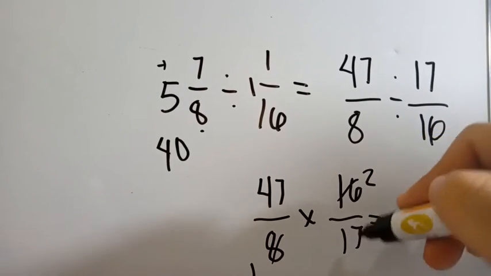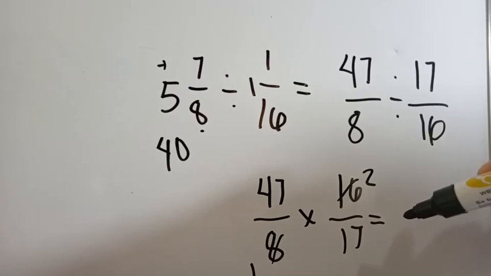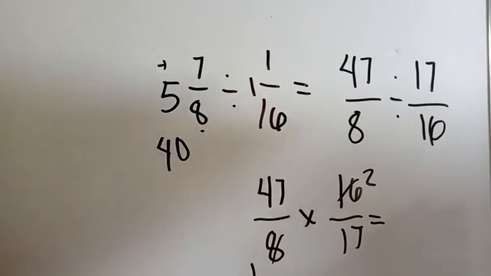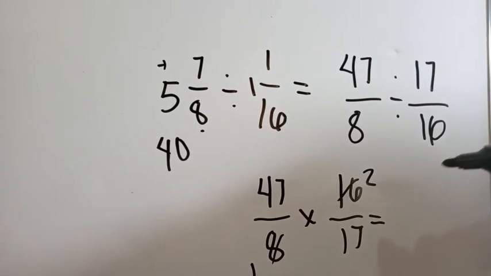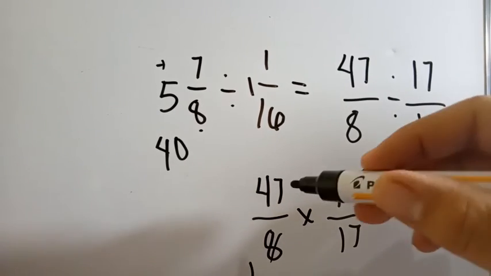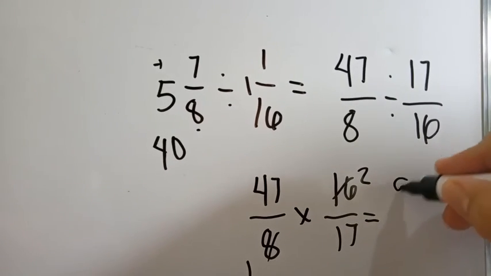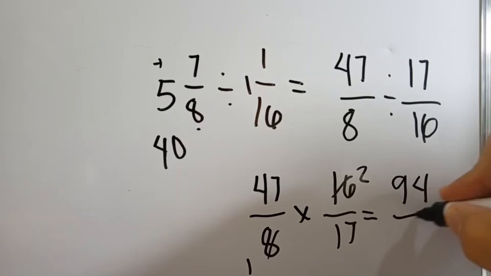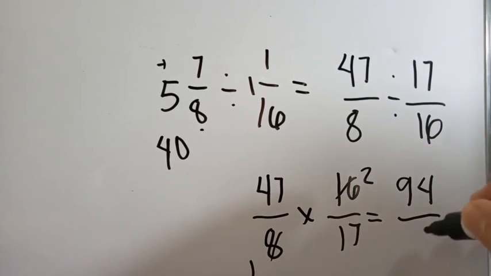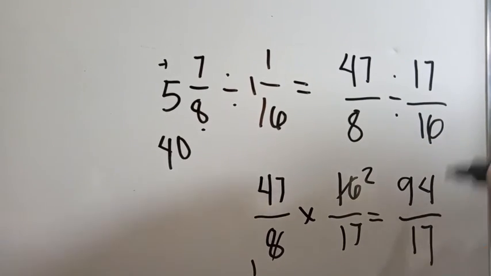So 47 divided by 17, hindi natin siya pwedeng i-divide dahil hindi po siya eksakto. So magkakaroon siya ng remainder. So we have 47 times 2. The answer is 94. Over, so 1 times 17, the answer is 94 over 17.